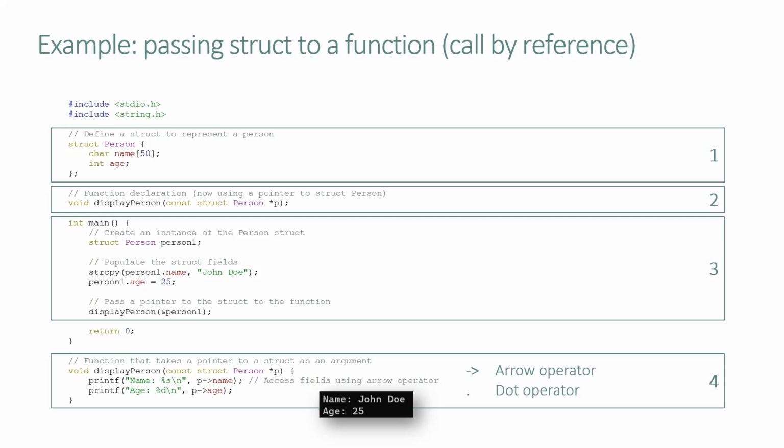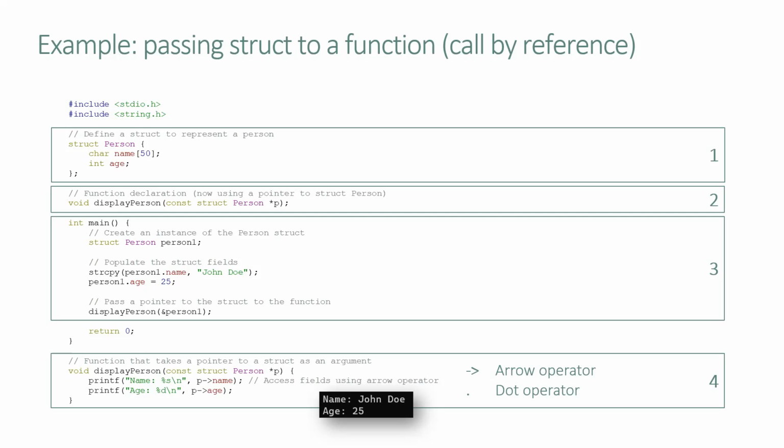3. In the main function, we create a person named person1 and fill in the details, name as John Doe and age as 25. Then, instead of passing the whole struct to displayPerson, we just pass the address of person1. That's what ampersand person1 does. 4. When displayPerson gets this pointer, it uses it to access person1's data. It's like having directions to a house and then looking inside the house. The arrow operator is used to access the struct's fields through the pointer. So displayPerson just reads the name and age from this address and prints them out.